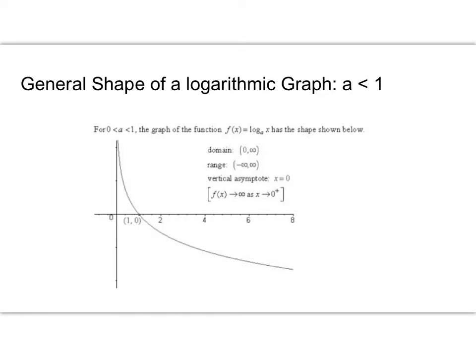And then if I have a base on my log that is less than 1, then it looks like this instead. So if I have, for instance, log base 1/2, well, then it decreases like this. The domain is still 0 to infinity. The range is still all real numbers, and the vertical asymptote is still x equals 0.